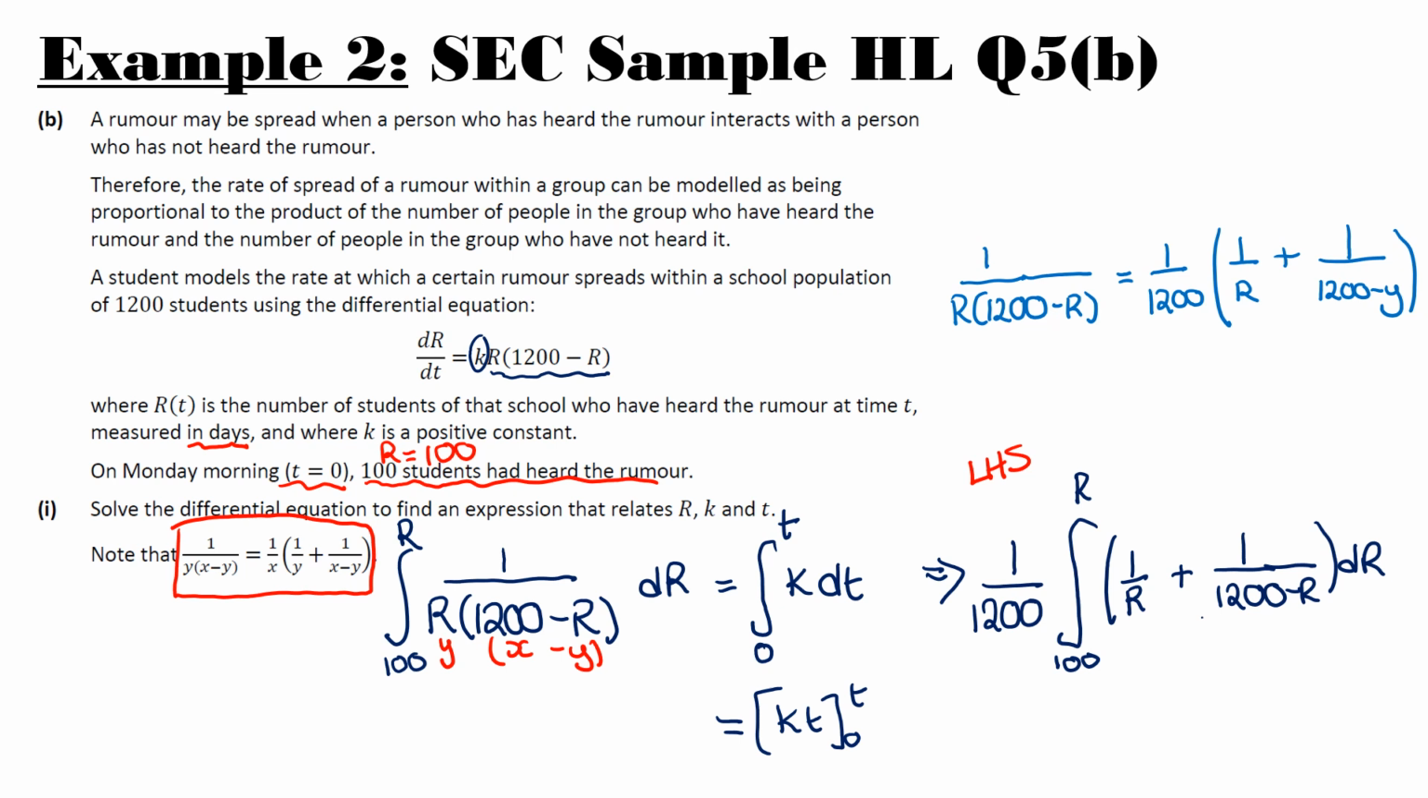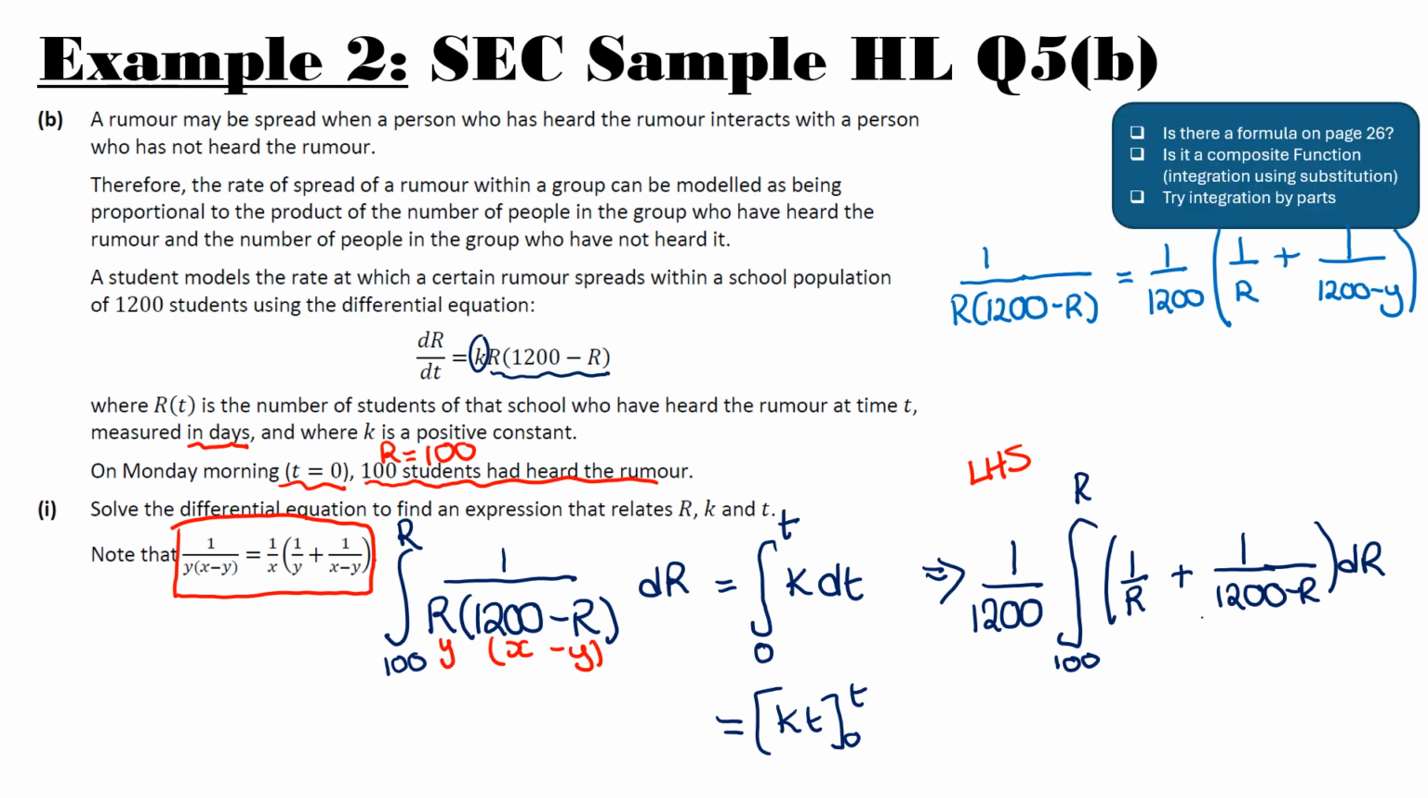When we want to start integrating that, we need to think about our checklist. Is there a formula on page 26? And the answer is yes. Both of those pieces are effectively a 1 over x. The first is like a 1 over x, and the second is like 1 over something like b minus x, but it is still both versions of 1 over x. So we're going to use 1 over x in the log tables to integrate that.